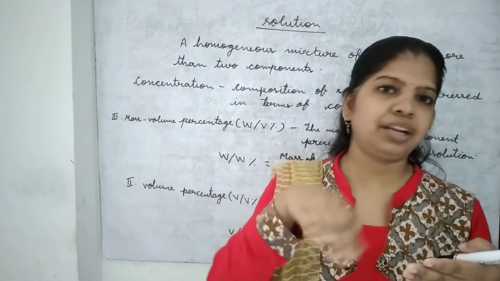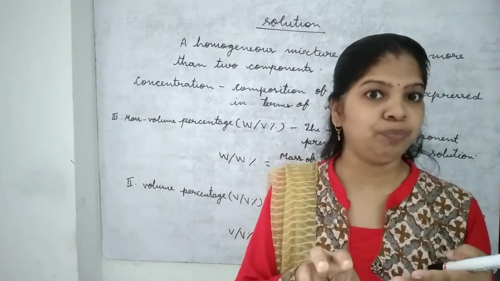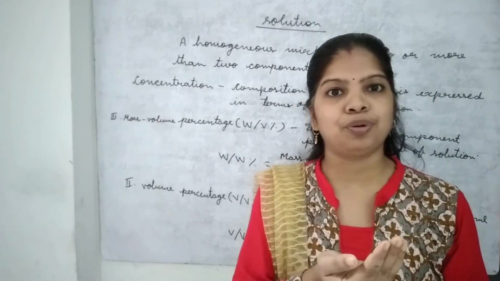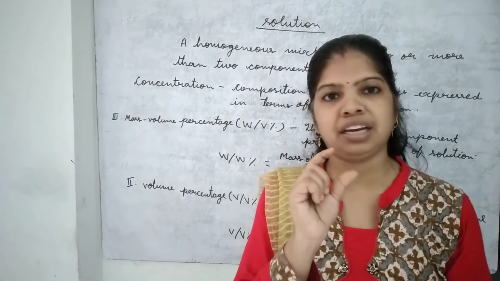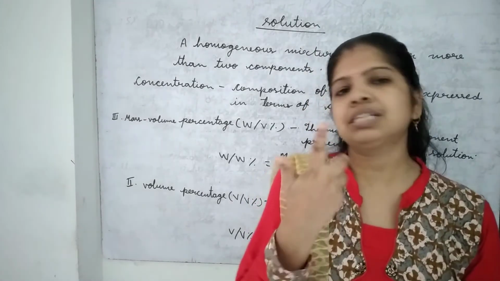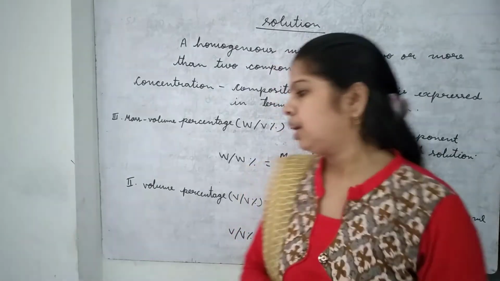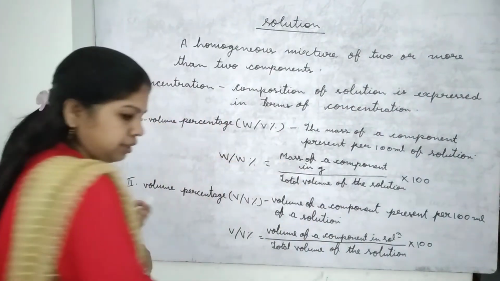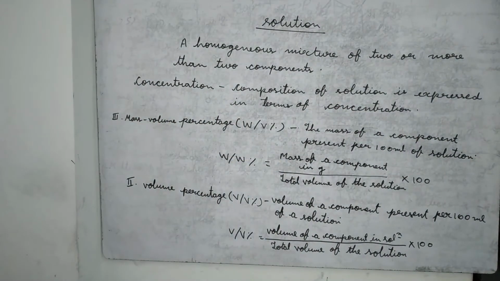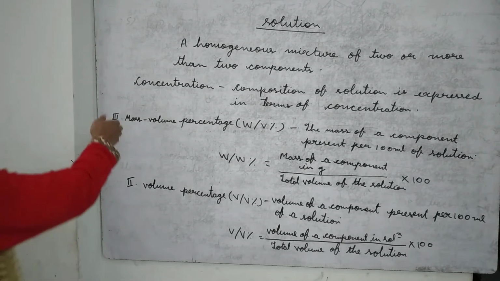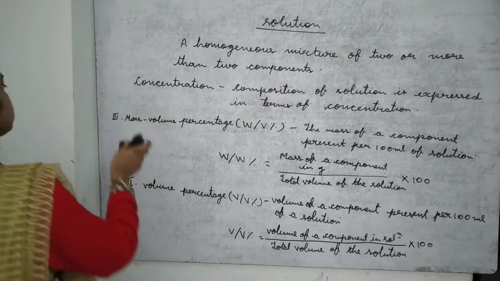Total solution is measured in terms of volume, and the mass of a component, that is the medicine in powdered form, is taken in gram. Now after that, whatever concentration terms I am going to discuss, these concentration terms were in class 11th also, even this mass volume percentage.